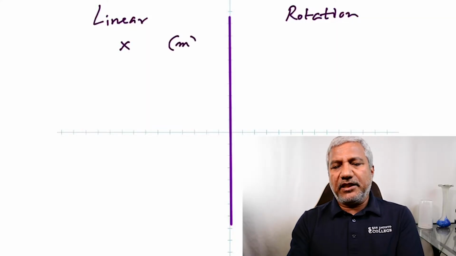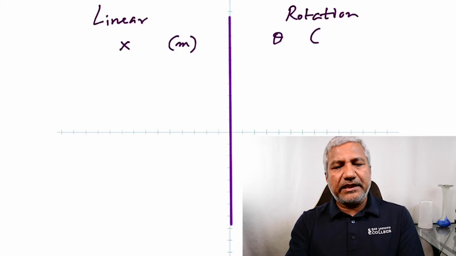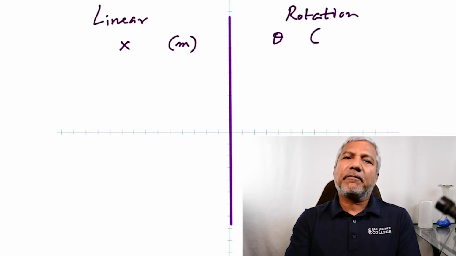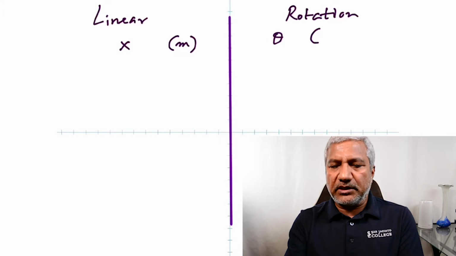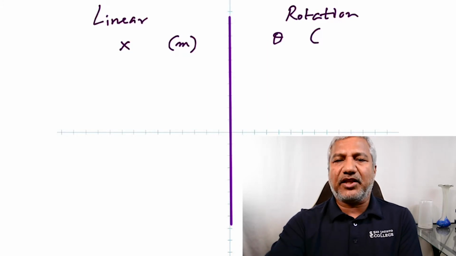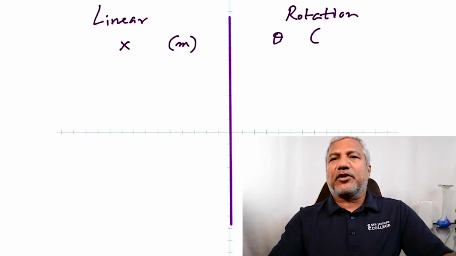Here is a quick review of rotational motion as it compares to linear motion. Now, most of you have come to this chapter after kinematics and after studying linear motion, so the comparison will make it much easier for you. X in linear motion, measured in meters, is the displacement. That's what we call it. But in rotational motion, it's replaced by the angle theta, which is measured in radians. So x is replaced by radians.